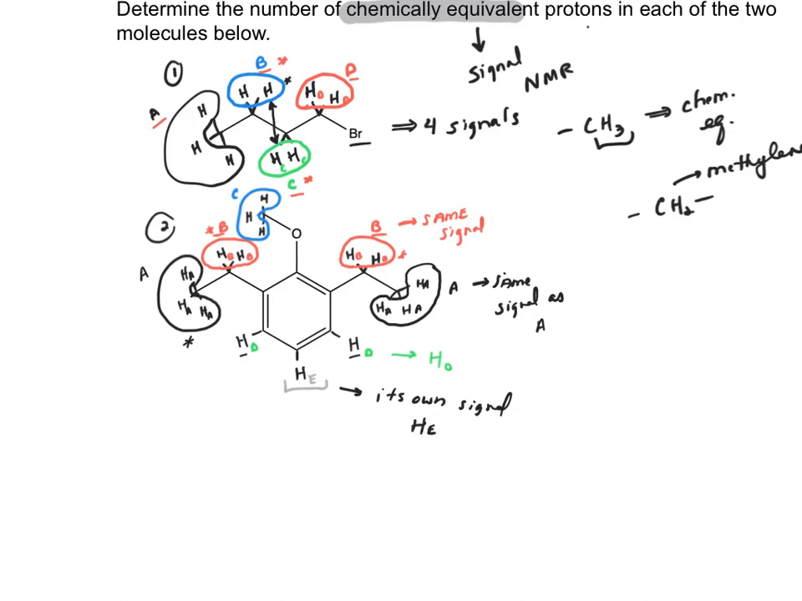So overall, we've got our A protons, we've got our B protons, we've got our C protons, we've got our D protons, and then we've got our E protons. So that is going to give rise to 5 separate signals in our NMR spectrum.